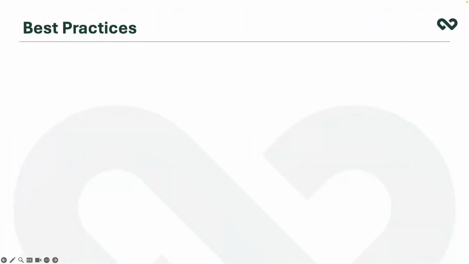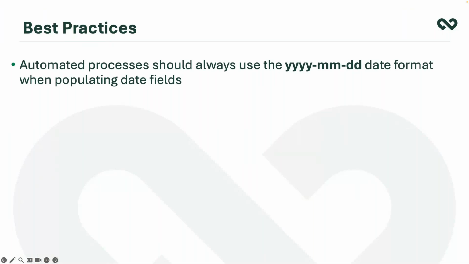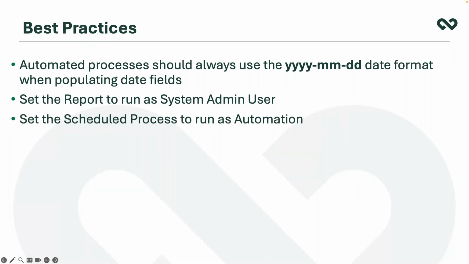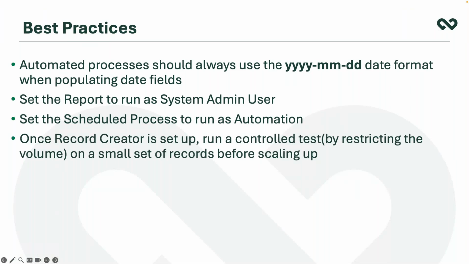So let's talk about some best practices. Much like the field updater, we need to make sure that the date format is in year, month, day, as this is what the API uses, and it can cause confusion for end users in the UI. Set the report to run as system admin user. We can configure the scheduled process in terms of frequency and who it runs as, but it is advised to run as automation so that it has the correct permissions and capabilities when updating records.